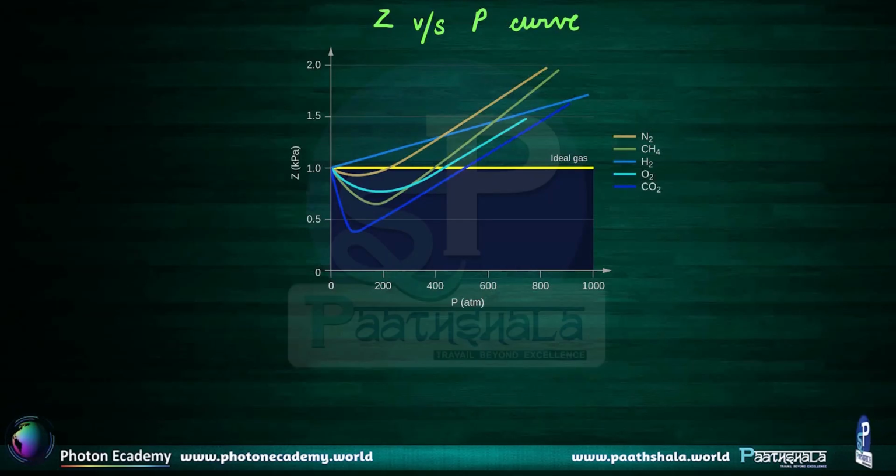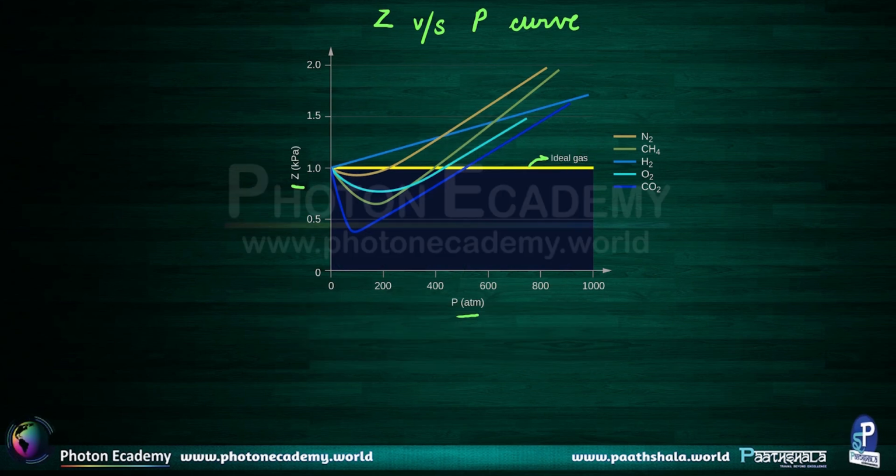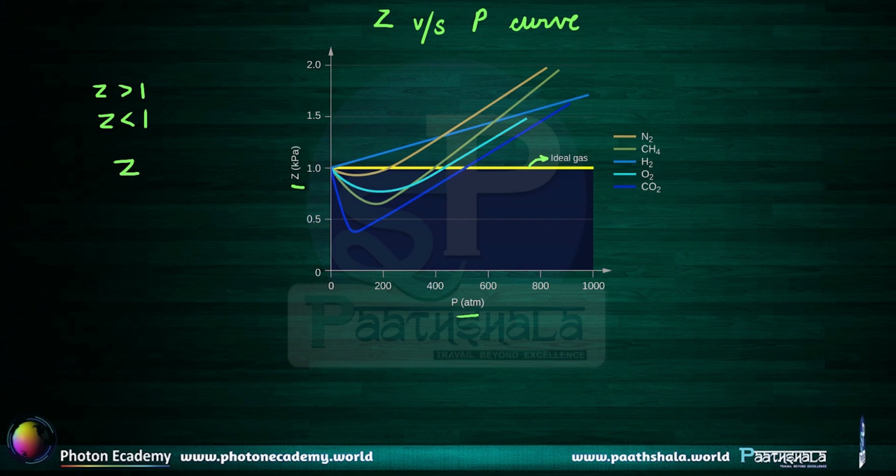Now, having studied the parameters A and B, we now come to the Z versus P curve for a real gas. The straight yellow line you can see is the one for an ideal gas. An ideal gas has Z equal to 1. However, for non-ideal gases, Z can be greater than 1 or less than 1, because for non-ideal gases, Z is generally not equal to 1.